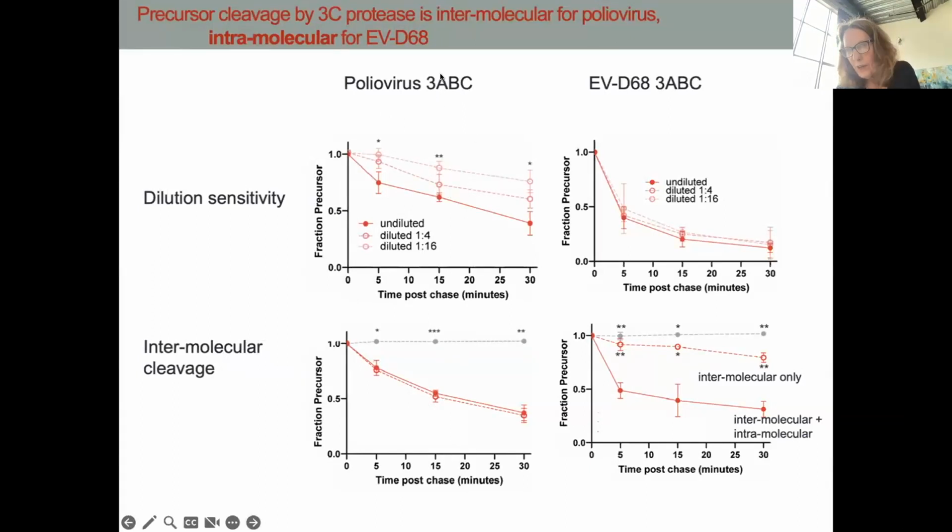Here's the little bit of the polyprotein we tested, that is poliovirus 3ABC, and you can see that its cleavage is dilution sensitive. That is, it's very consistent with being an intermolecular reaction. But in the case of AViDD68 3ABC, which is one of the targets in the ASAP program, you can see that its cleavage is intramolecular, therefore making it a different kind of substrate to go after. And we're pretty excited that maybe there'll be some dominance effects associated with that.